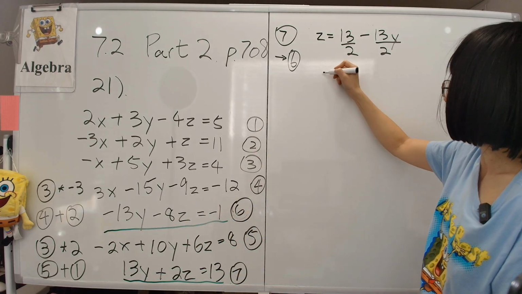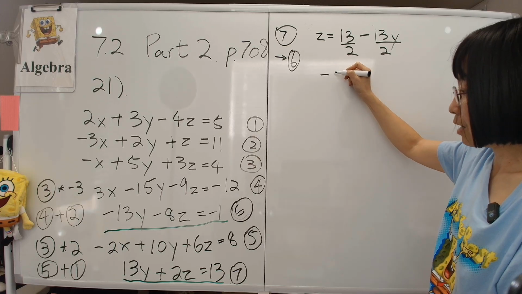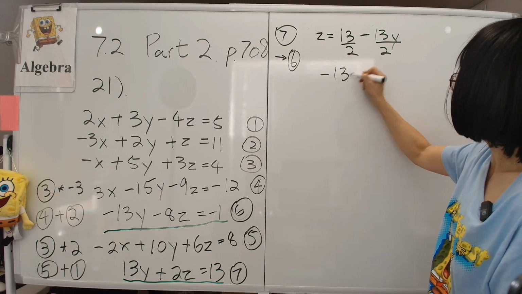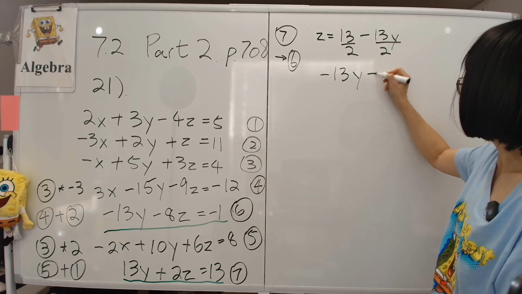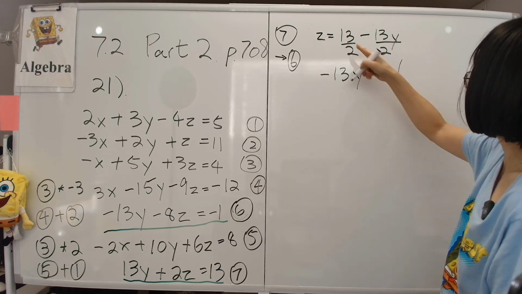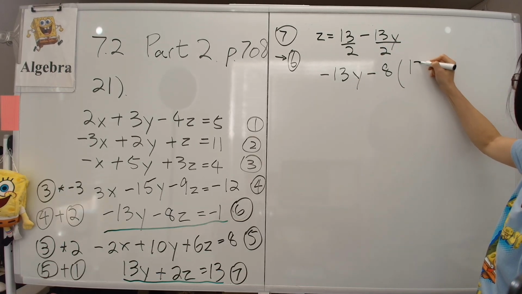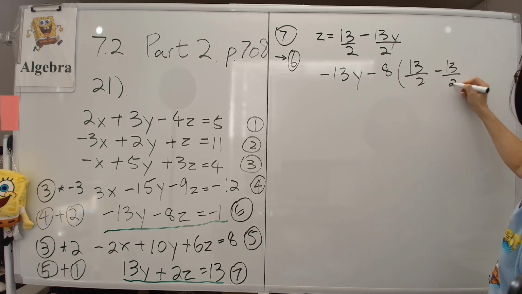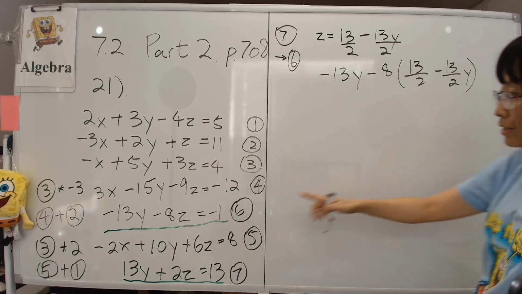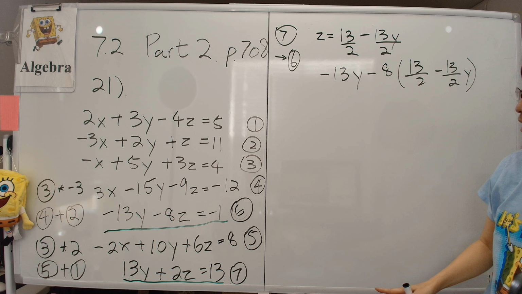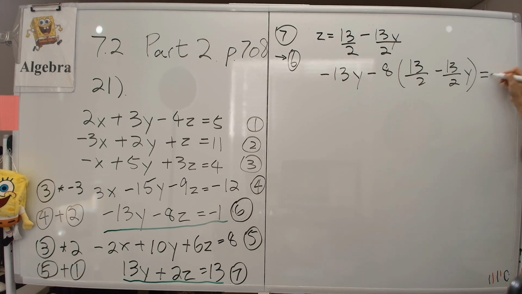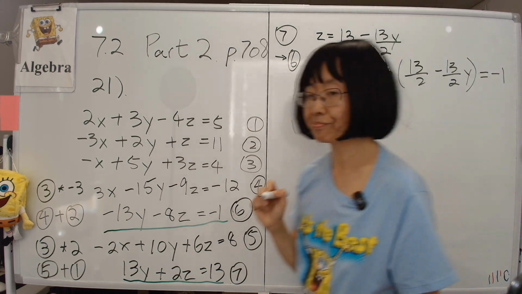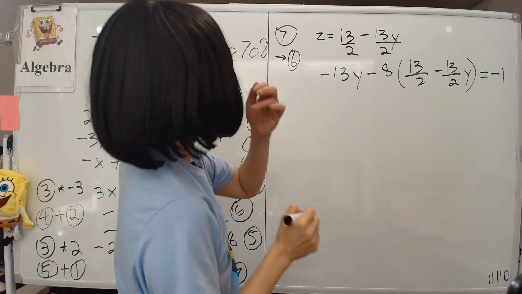So let's write it down. So we have minus 13y minus 8 times z, which is this thing: 13 over 2 minus 13 over 2y, and minus 8z, and equals negative 1. All right, so that is what we have.